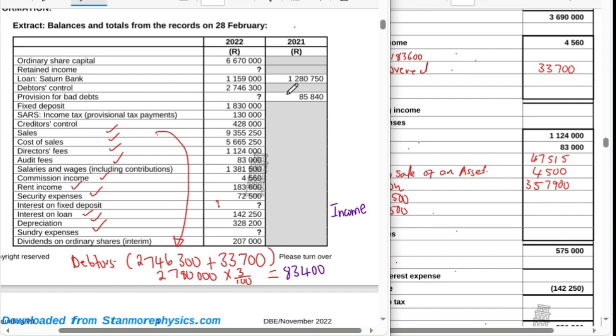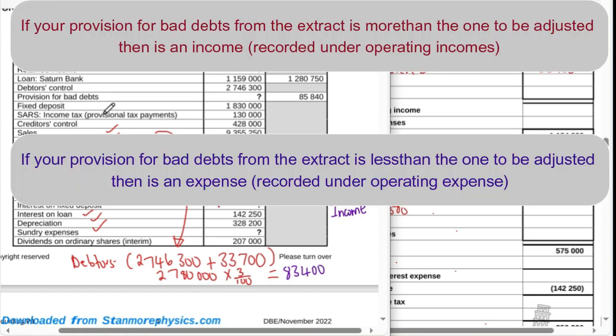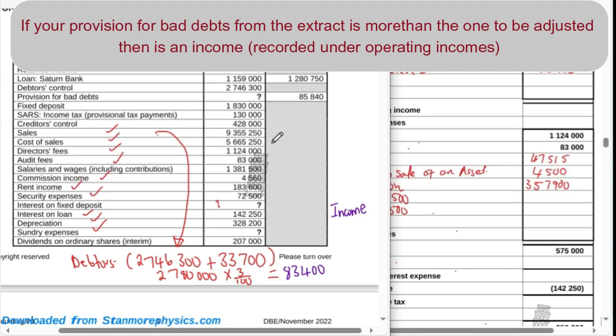If your provision for bad debts from the extract is more than the one that must be adjusted to, then you made an income. But if ever your provision for bad debts from the extract or from the trial balance is less than the one that must be adjusted, then it's an expense. So please take notes, guys. So now guys, in this case, we made an income. Our provision for bad debt from the extract or from the trial balance is more than the one that must be adjusted, meaning there is going to be an income to our business.